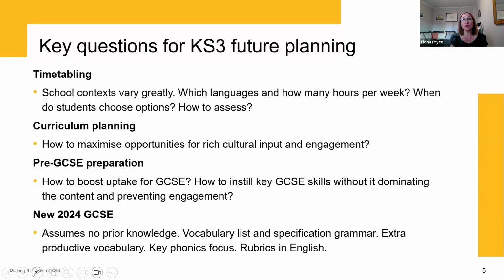So which languages you teach, how many hours per week, the timetable and constraints, how supportive your senior leadership team are with languages, the parents, what uptake is like. These will all be things that you are the experts on, your school and your setting and what works best. And when they choose options, do they choose them in year 8? So you've got a whole period of time from year 9, or is it a later option? How do you assess them? There isn't a national curriculum now, so how assessment works can be really, really different.